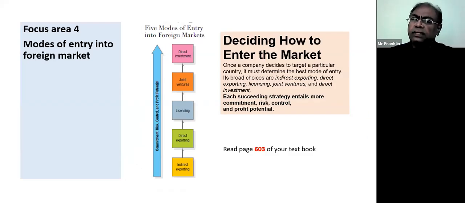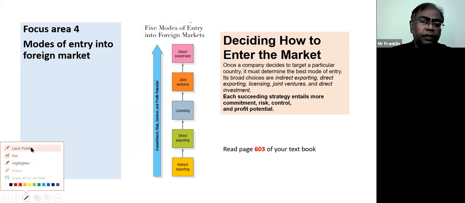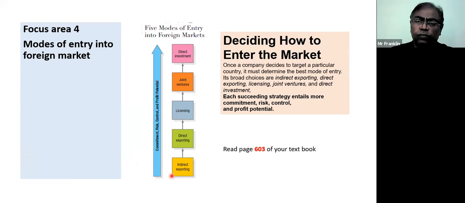Entering a foreign market: once a company decides to enter a particular country, it must determine the best mode of entry. These are the choices. Indirect exporting is one. Let me give you the pointer. Indirect exporting, direct exporting, licensing, joint venture, and direct investment. We will cover one of each of these. This is on page 603 of your textbook. Your textbook is in your PLS, and it's also in your Google Classroom, so you can use Google Classroom.